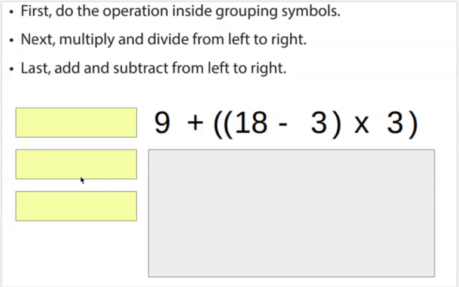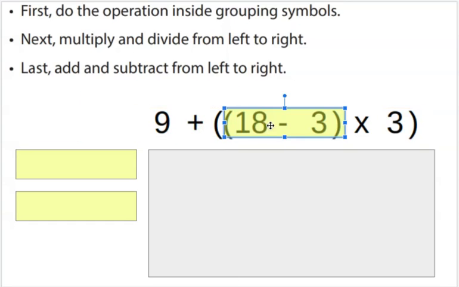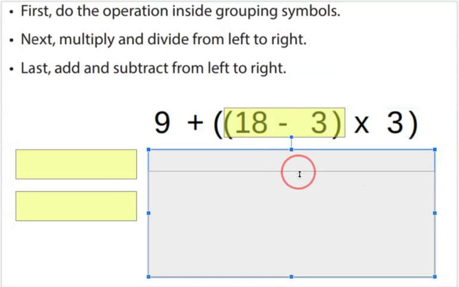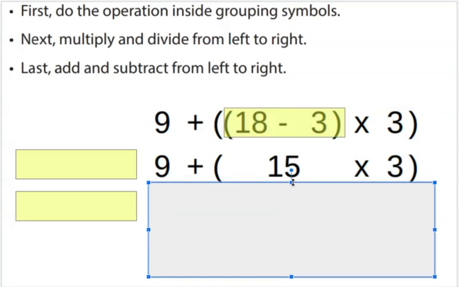All right, so thinking about the first thing that you need to do is you have to solve everything inside grouping symbols. Well, I notice that I have grouping symbols inside grouping symbols. So once I get inside this set of parentheses, I have to follow order of operations again. So the first thing you should have done is 18 minus 3. And when you do that, you should have gotten 15.